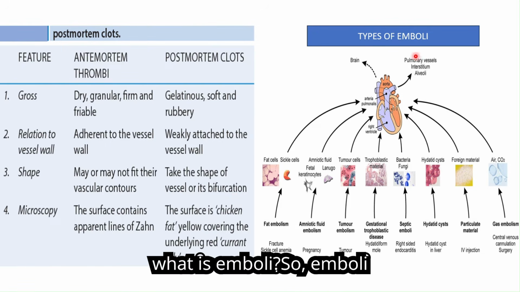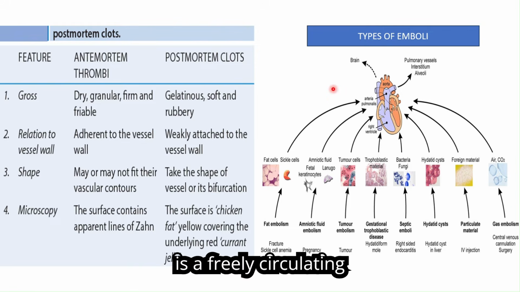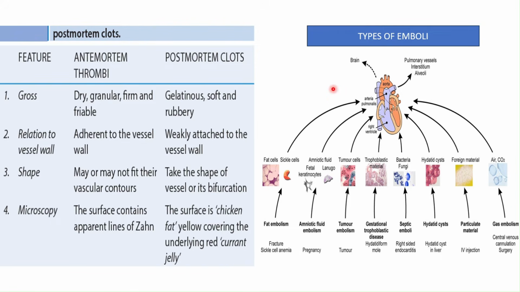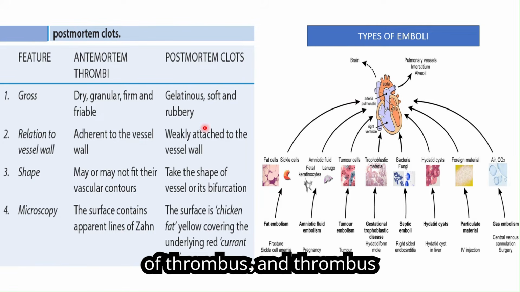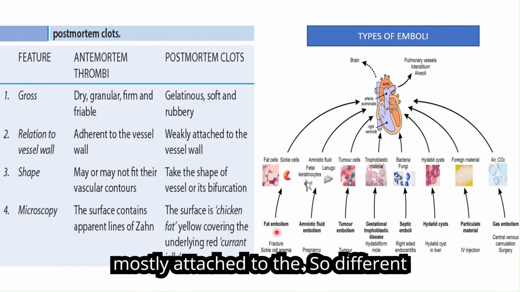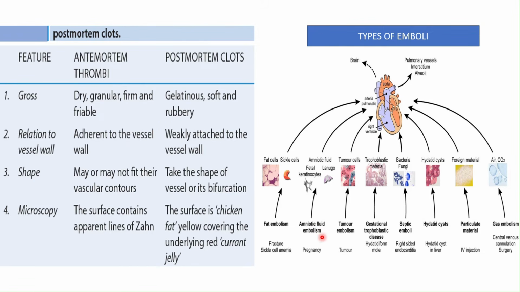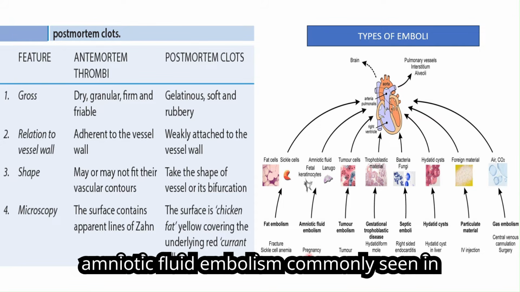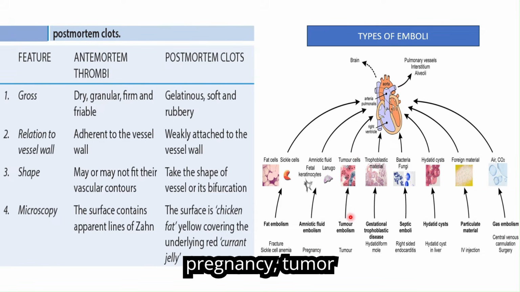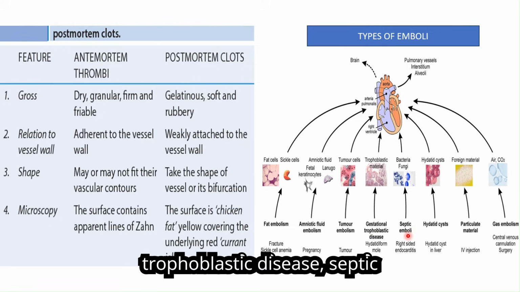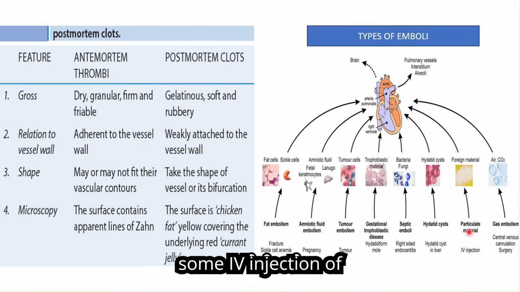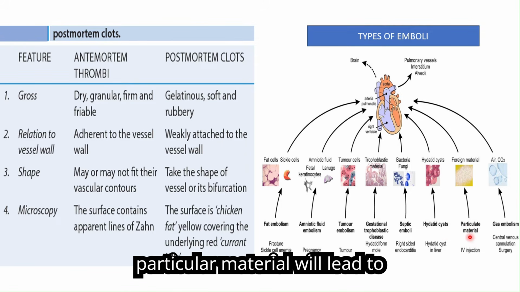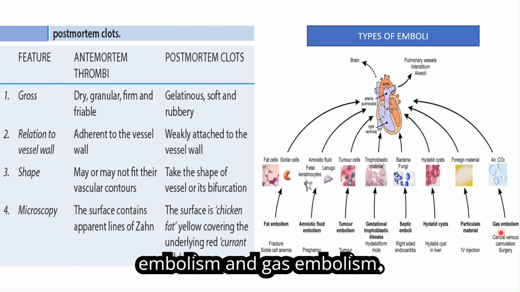Now, what is an embolus? An embolus is a freely circulating piece of some material or part of a thrombus, and a thrombus is mostly attached to the wall. Different types of emboli: fat embolism, amniotic fluid embolism commonly seen in pregnancy, tumor embolism, gestational trophoblastic disease, septic emboli, hydatid cyst, some IV injection of particulate material will lead to embolism, and gas embolism.